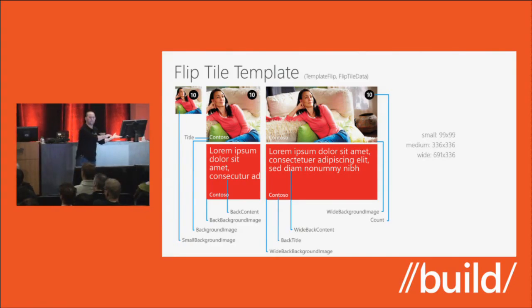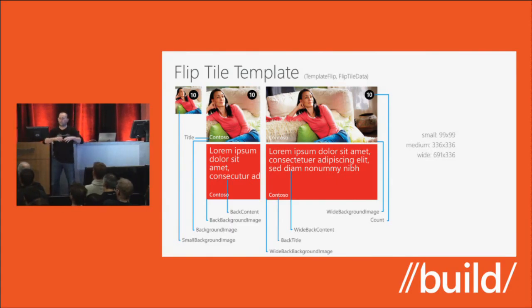The count is the same across all the tiles. So when you set the count, it shows up on every size. It's not a property you can set individually. Those content properties you see on the back of the tile, back content and wide back content, those are individual. You can have something different on wide back content than on back content if you want. Because we knew there'd be more room on wide back content, we wanted you to have a little more room to play with. The sizes are listed there on the right.